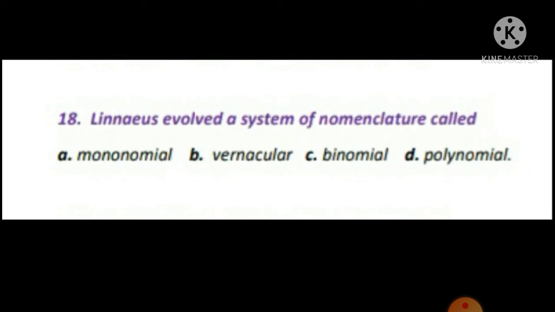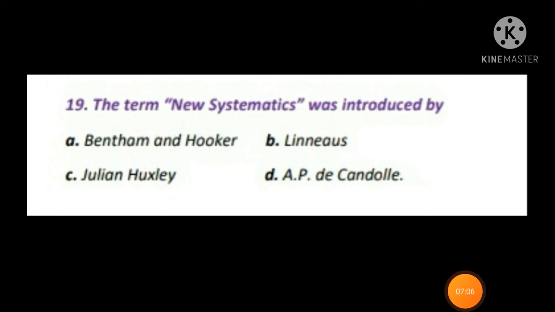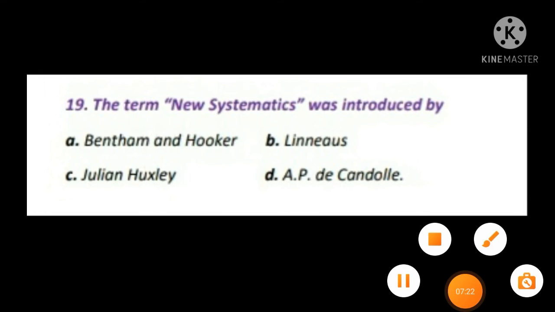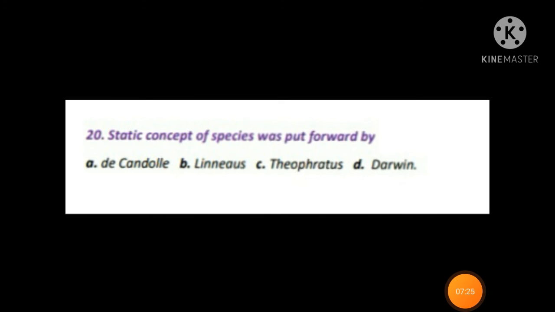So the next question. The term new systematics was introduced by A, Bentham and Hooker. B, Linnaeus. C, Julian Huxley. D, De Candolle. The last question. Static concept of species was put forward by A, De Candolle. B, Linnaeus. C, Theophrastus. D, Darwin.